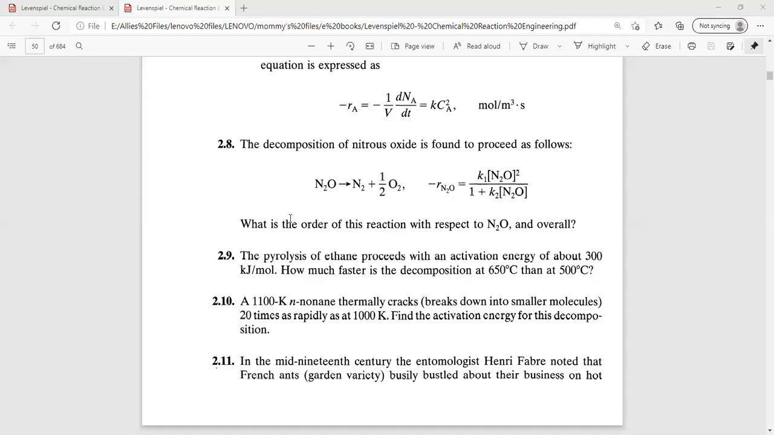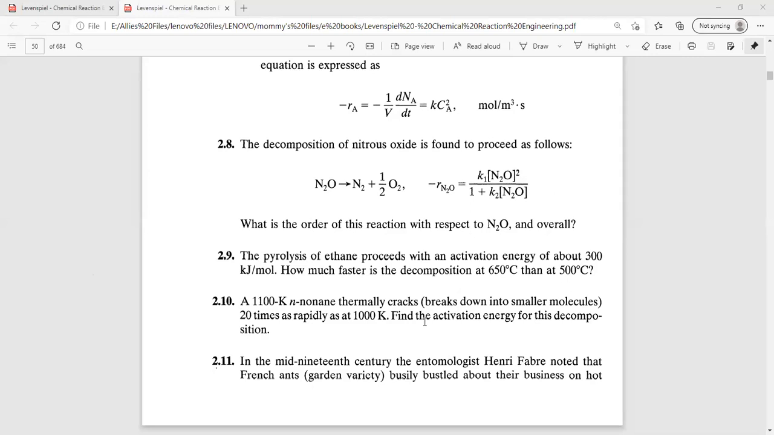Okay, we will not answer 2.8 anymore because it's a proving problem. I leave that to you as an exercise. We go to other things here that we can answer directly in relation to the principles that we have discussed so far. The pyrolysis of ethane proceeds with an activation energy of about 300 kilojoule per mole. How much faster is the decomposition at 650 degrees than at 500 degrees?